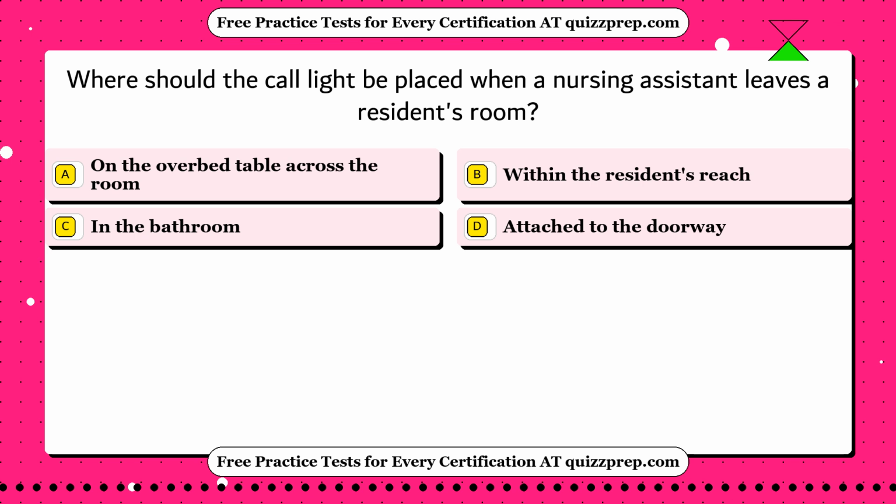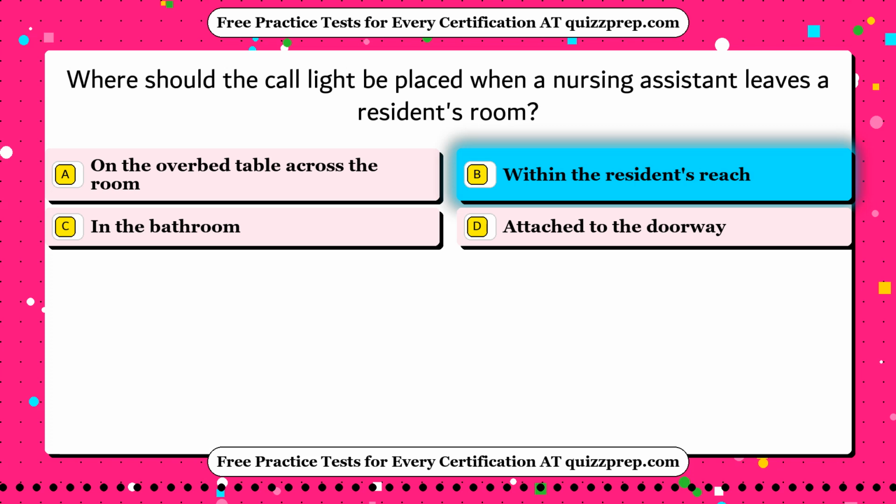Question 47. Where should the call light be placed when a nursing assistant leaves a resident's room? Option A. On the overbed table across the room. Option B. Within the resident's reach. Option C. In the bathroom. Option D. Attached to the doorway.